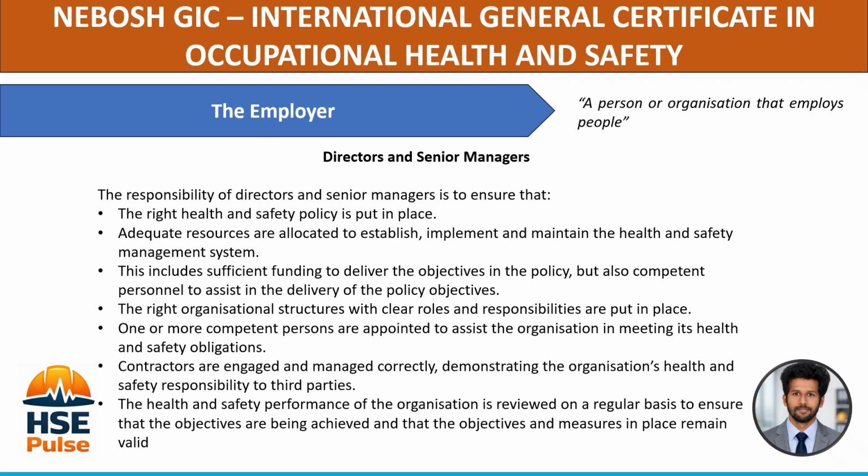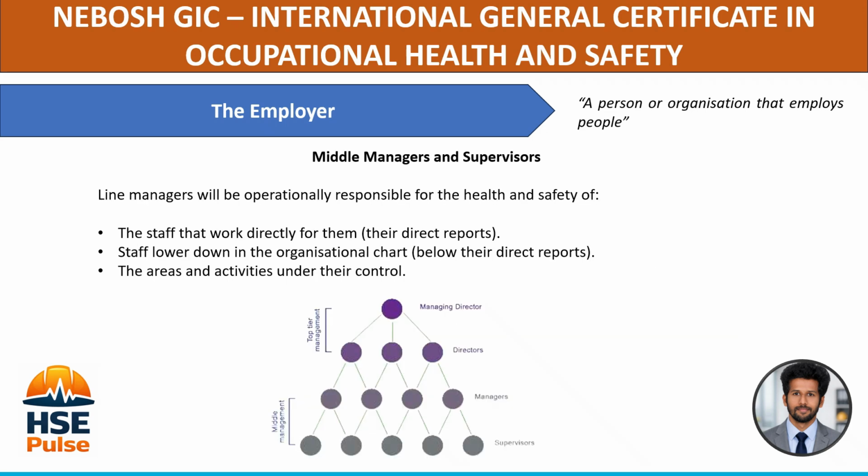One or more competent persons are appointed to assist the organization in meeting its health and safety obligations. Contractors are engaged and managed correctly, demonstrating the organization's health and safety responsibility to third parties. The health and safety performance of the organization is reviewed on a regular basis, either monthly, weekly or bi-weekly. It depends on the number of workers working in the company and the hazard levels in the workplace, to ensure that the objectives are being achieved and that the objectives and measures in place remain valid and current.